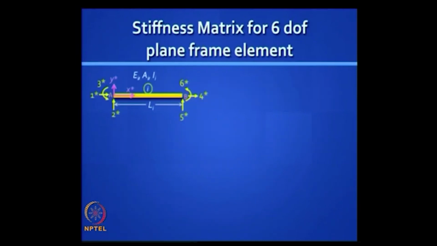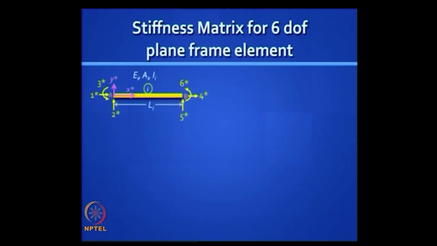So now with that background it is quite easy actually to put things together and straight away derive the stiffness matrix for a plane frame element. Will you try it out? Write down the 6 by 6 stiffness matrix for a plane frame element with the coordinates as shown here.